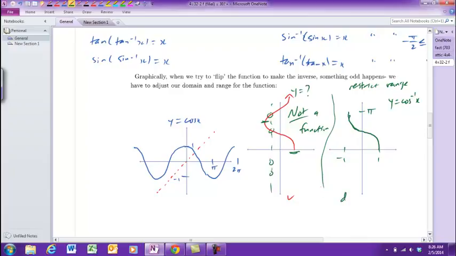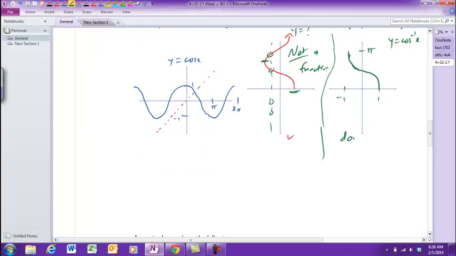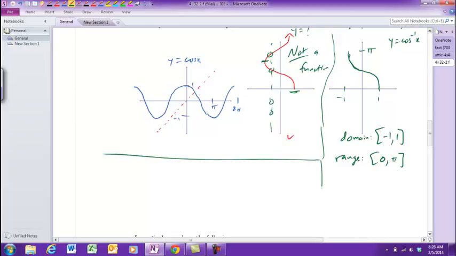So what is our domain and range for this? The domain is just values between negative 1 and 1. Remember, domain is our possible x values. And the range is just between 0 and pi. And those are the values for arc cosine. If we wanted to write similar things for inverse sine, our domain would still be negative 1 to 1, but the range will now be negative pi over 2 to pi over 2.